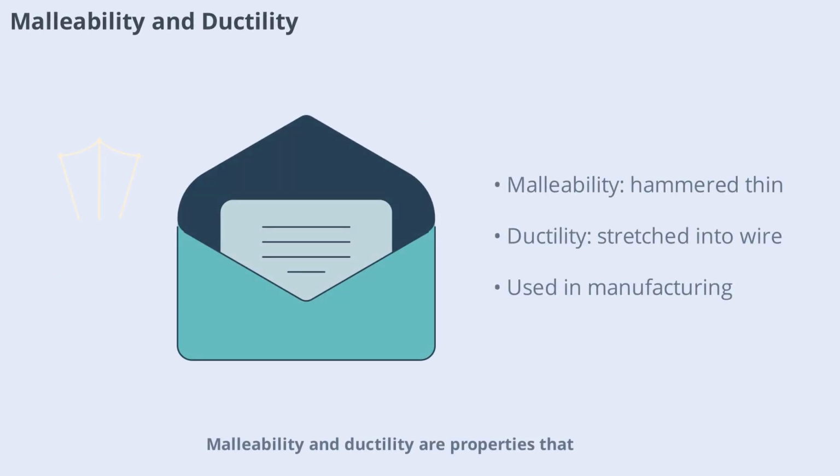Malleability and ductility are properties that describe how materials respond to force. Malleable materials, like gold, can be hammered into thin sheets without breaking. Ductile materials, like copper, can be stretched into wires. These properties are important in manufacturing and construction, allowing us to shape metals into useful forms. Not all materials are malleable or ductile. Brittle materials, like glass, break instead of bending. Understanding these properties helps us choose the right materials for different jobs.